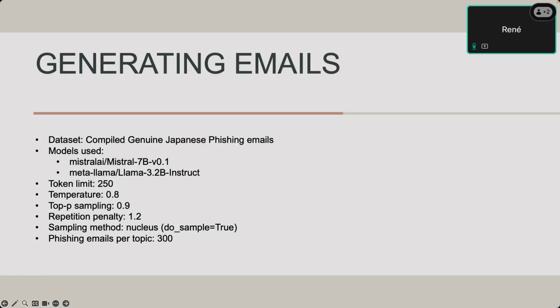With the help of a third-year student, we compiled a small dataset of genuine Japanese phishing emails, and we use this to train LLMs and to give us more examples of it. We use these two models, Mistral and Llama, and here are the parameters that we use for the generation of the emails.